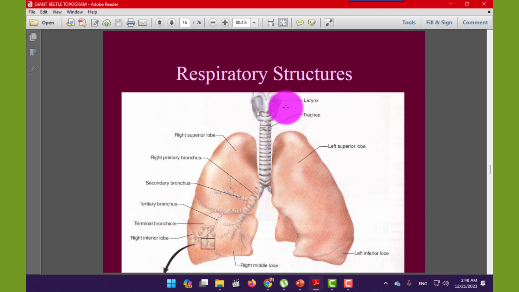Respiratory system: here the larynx, trachea, left superior lobe, left inferior lobe, right primary bronchus, secondary bronchus, tertiary bronchus, terminal bronchus, right inferior lobe. Respiratory system: larynx, trachea, left superior, left inferior, right superior, right primary, secondary bronchus, tertiary bronchus, terminal bronchus.